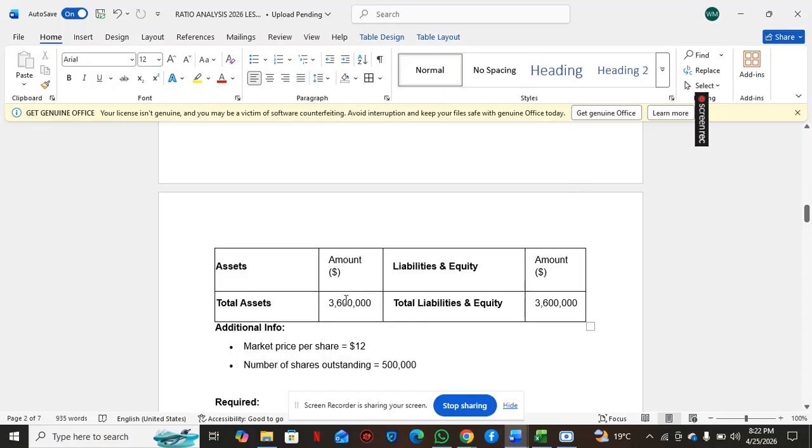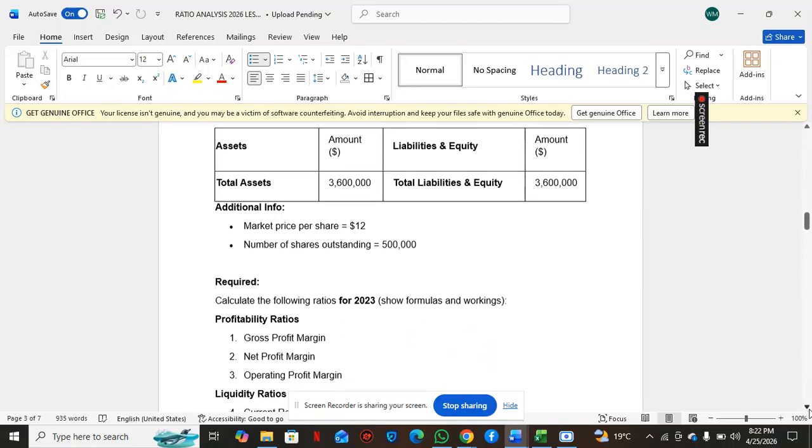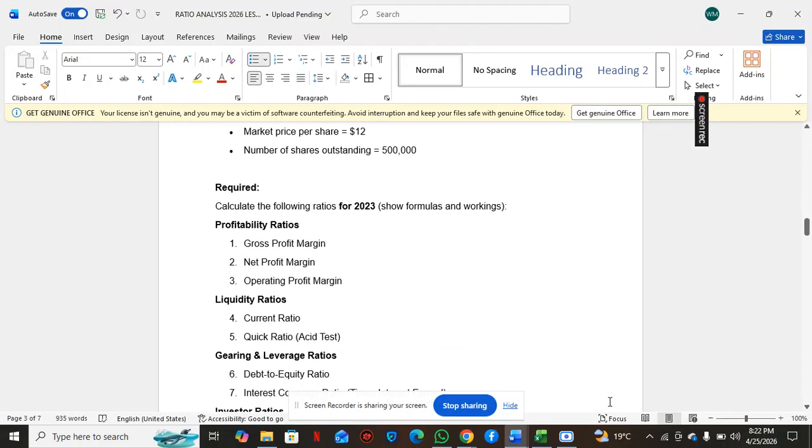Then you have also got your total. So here, total assets, total liabilities, and equity. Remember, according to the accounting equation, assets equals liabilities plus equity. So this company's shares are selling for $12. And this company has 500,000 shares. So now we have to calculate these ratios here.